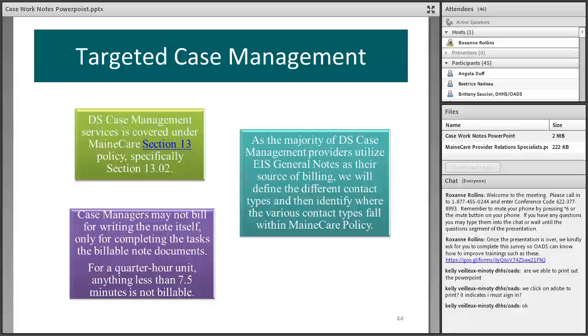So if you have a voicemail and you listen to it and you just listen to the voicemail, you don't do any follow-up or anything, the voicemail is 30 seconds, you can't bill for that contact. Now, if you do other things tied to it and that stretches that time above the 7.5 minute mark, then you may.